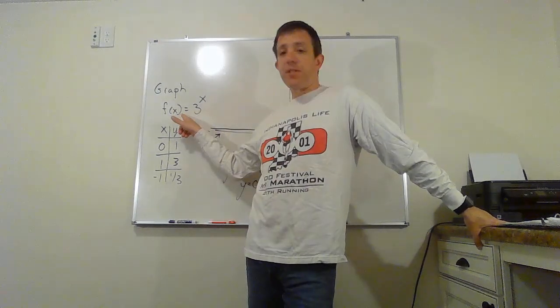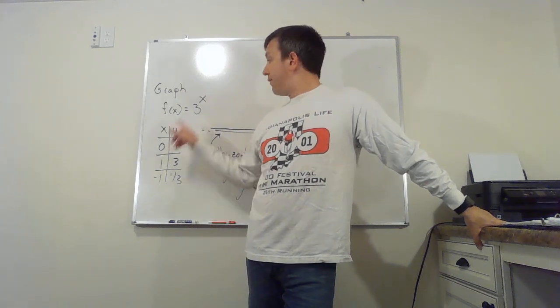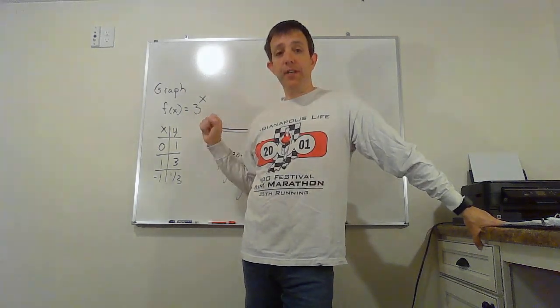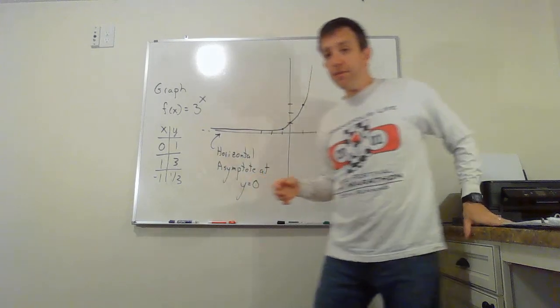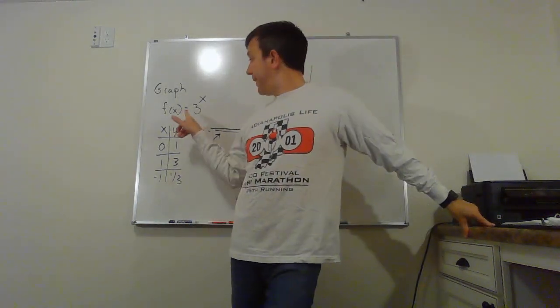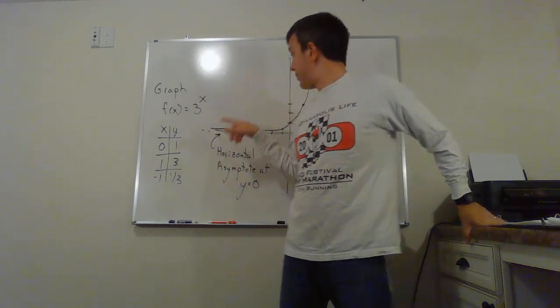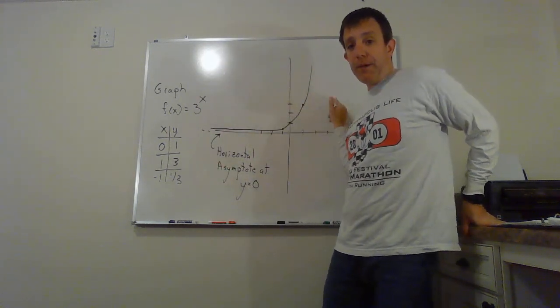So the example I want to start with is f of x is equal to 3 to the x. Now, if your base is bigger than 1, like we have here, you're going to end up with what's called an increasing function. You can see my graph here real quick. It goes up from left to right. If your base is between 0 and 1, it'll go the other direction. It'll be a decreasing function. It would start at the top and then come down.